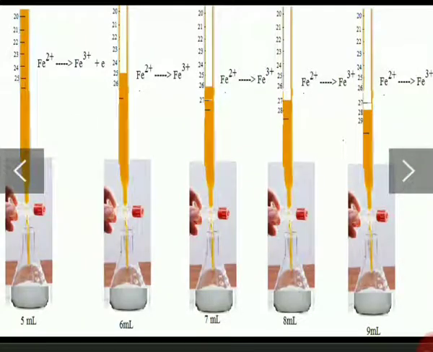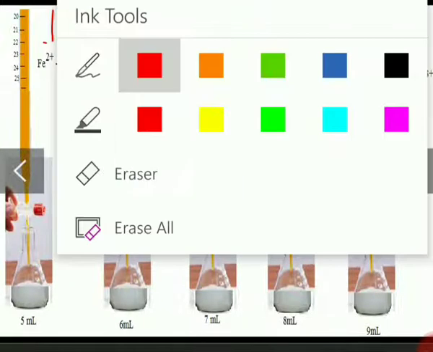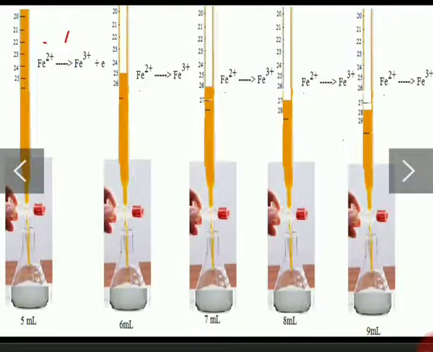In the lab manual, it is given that you have to add 1 ml of potassium dichromate from the burette into the conical flask. But since we prepared the solution ourselves, even for the exam, you can add 5 ml at a stretch.